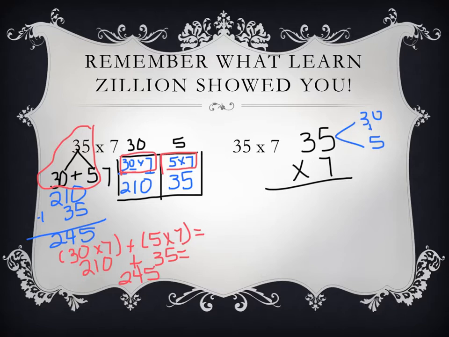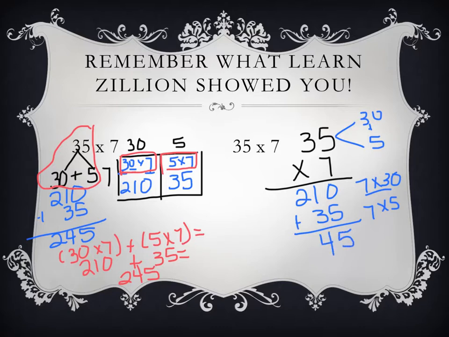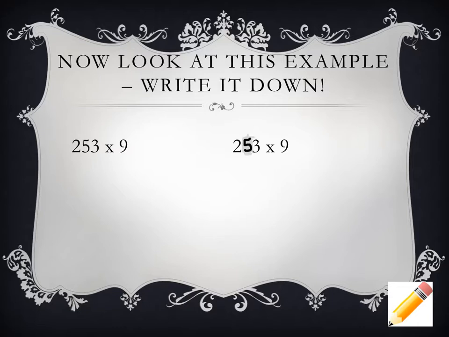If I do 7 times 30, I have 7 times 3 is 21, and that 0 to give me 210. Then 7 times 5 is 35. I add those two partial products to get my total of 245. I can solve this problem using the same two strategies. Let's look at another example.